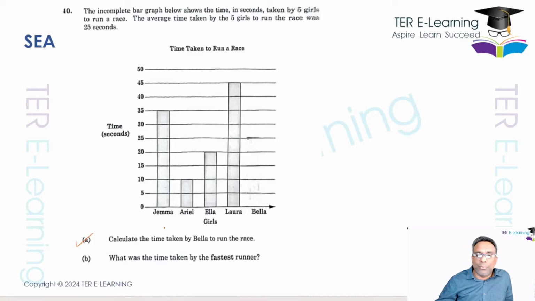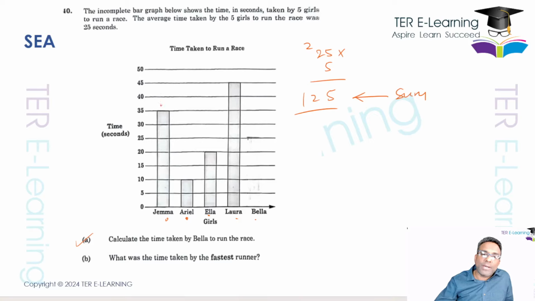Okay, so we have how many girls? 1, 2, 3, 4, 5 girls. And we know the mean is 25. So you're going to take 25 and multiply by 5. That's going to give you a sum of all the times. 5 5s are 25, 2 5s are 10, and 2 is 12. So that's a total of 125 seconds, right? So this here represents my sum, right?